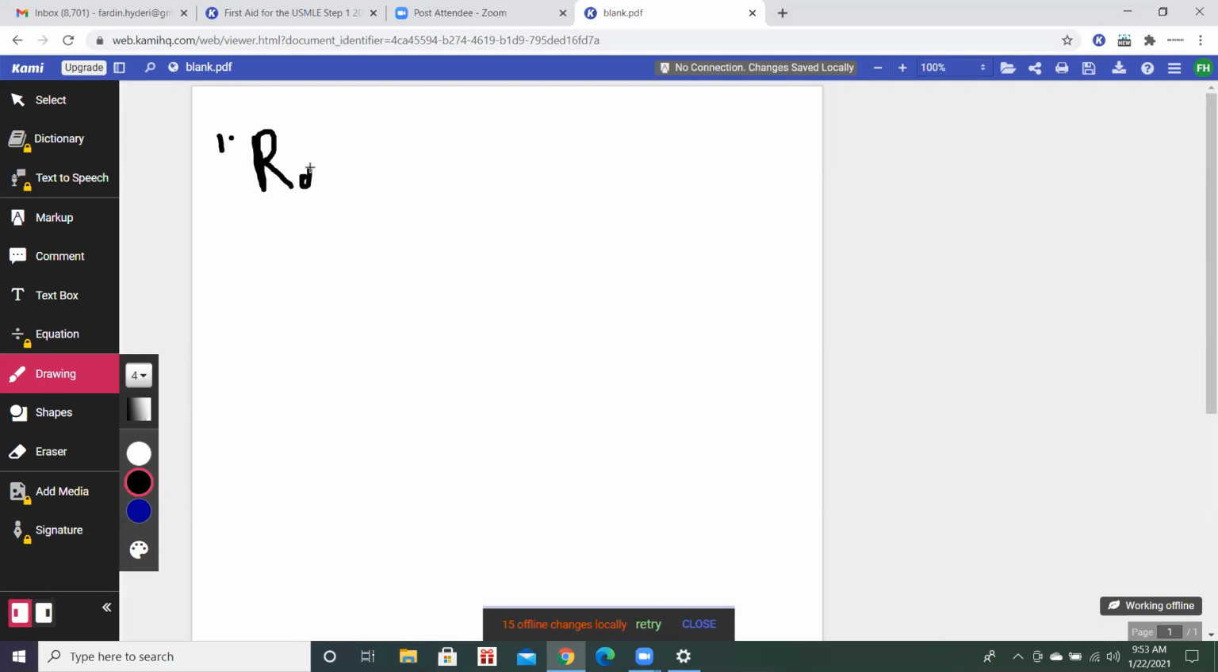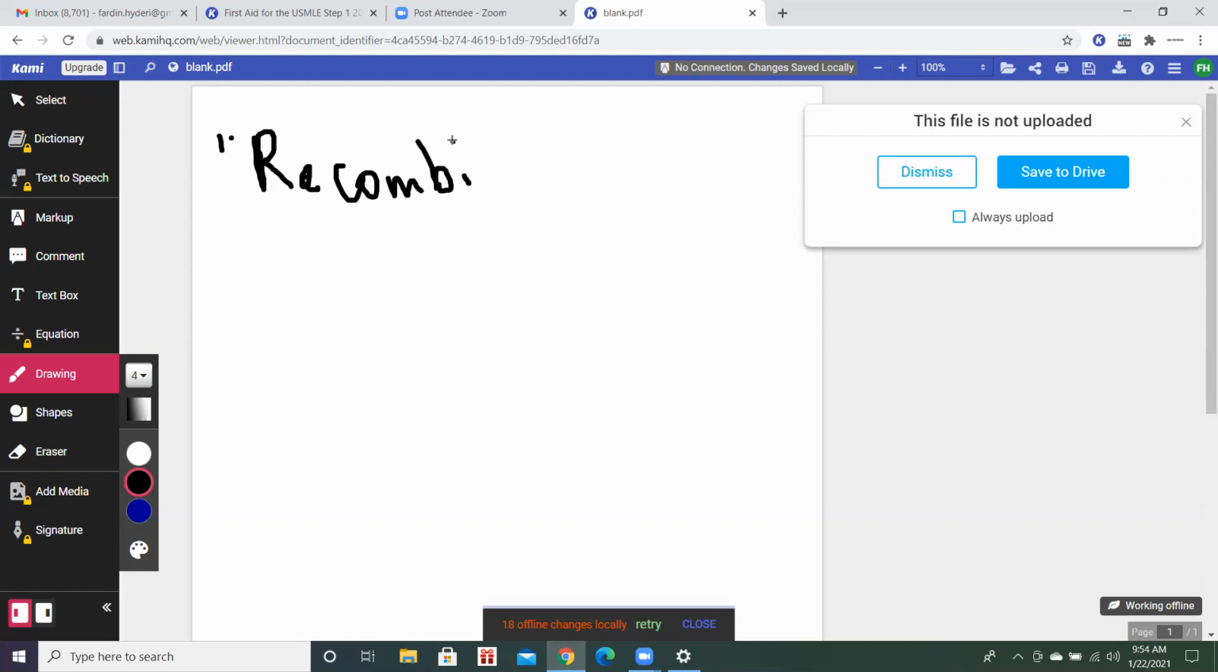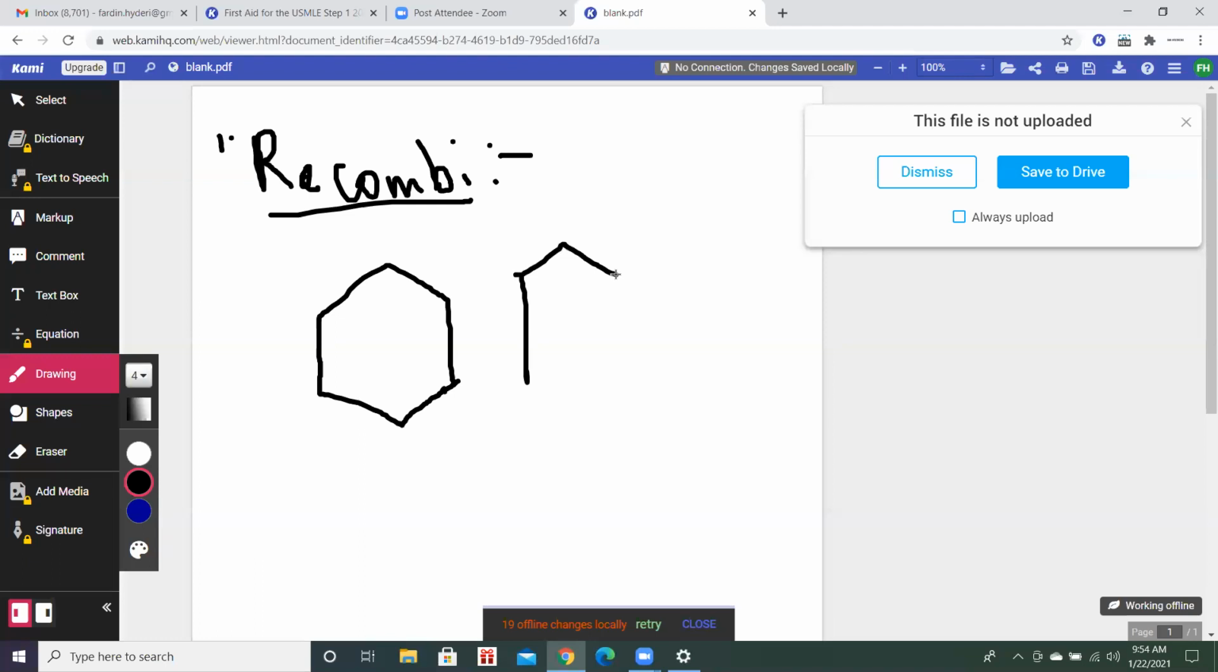How are the questions going to come, and what's going to happen over here? So viral recombination: if you have two viruses over here, focus on the word combination. Recombination. So if you have two viruses with their two nucleic acids, and over here you have some amount of proteins, the capsid protein, and you have this capsid protein over here.